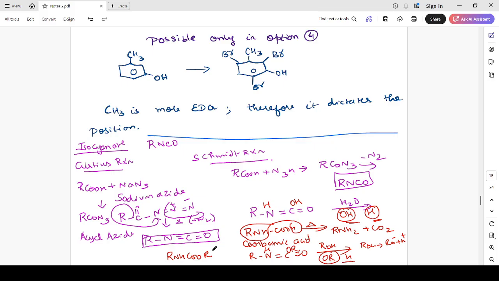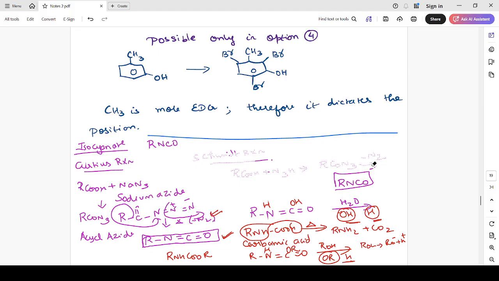Understood? Yes, ma'am. When we learnt about Hoffmann bromamide degradation, there also the intermediate was isocyanate. In that case, here nitrogen is leaving; in Hoffmann bromamide degradation, bromine was leaving. Understood? Yes, ma'am.